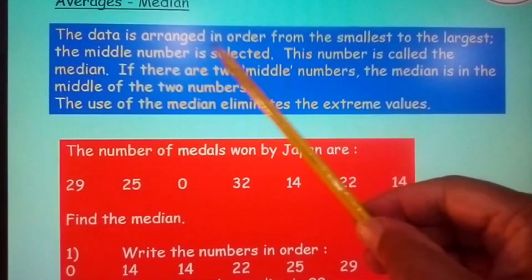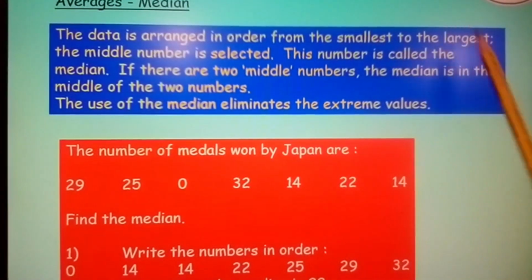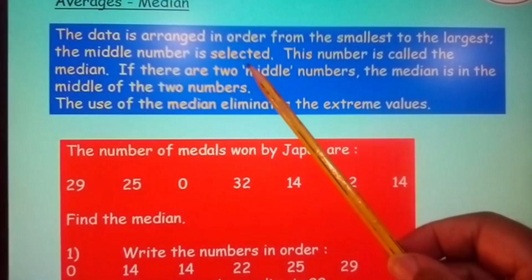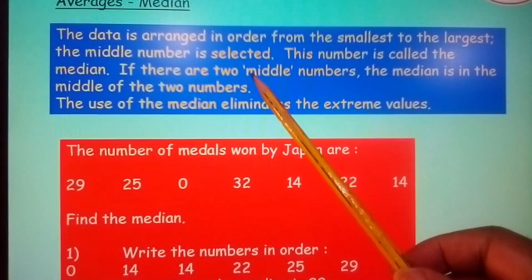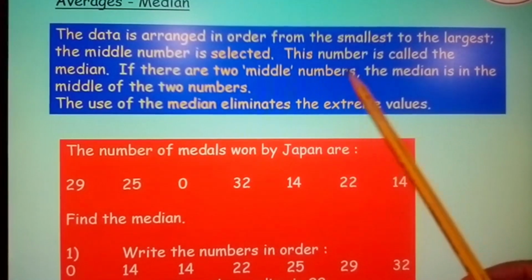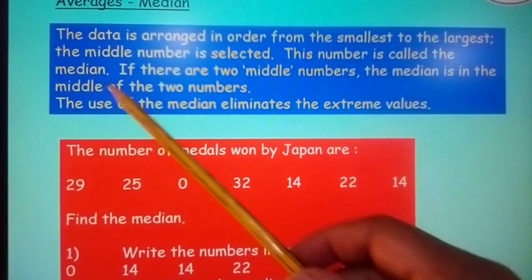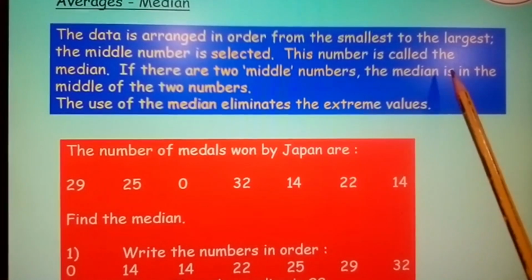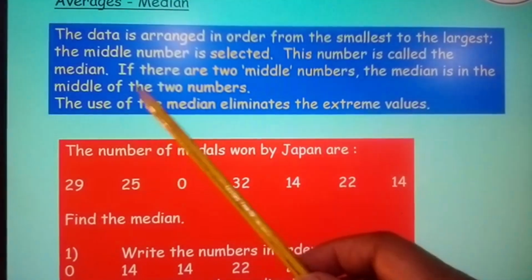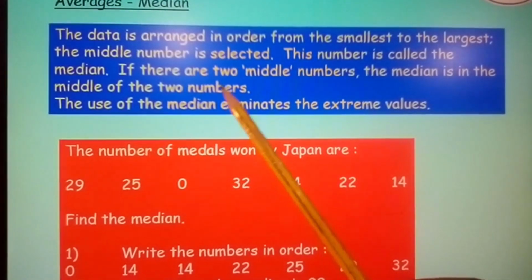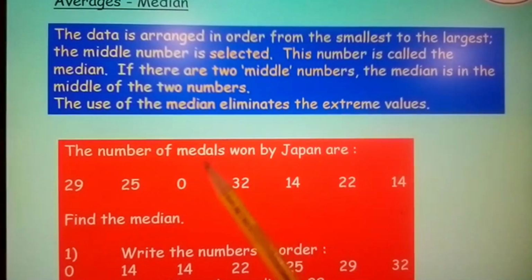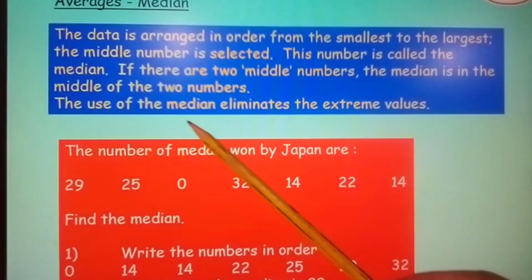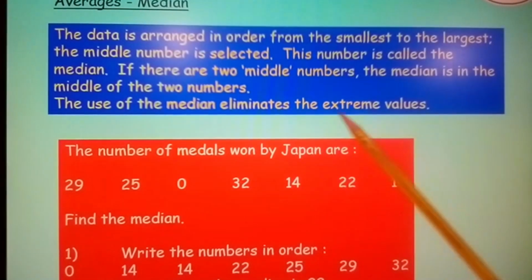The data is arranged in order from the smallest to the largest. The middle number is selected. This number is called the median. If there are two middle numbers, the median is in the middle of the two numbers. So here you can add them together and that would become your median. The use of the median eliminates the extreme values.